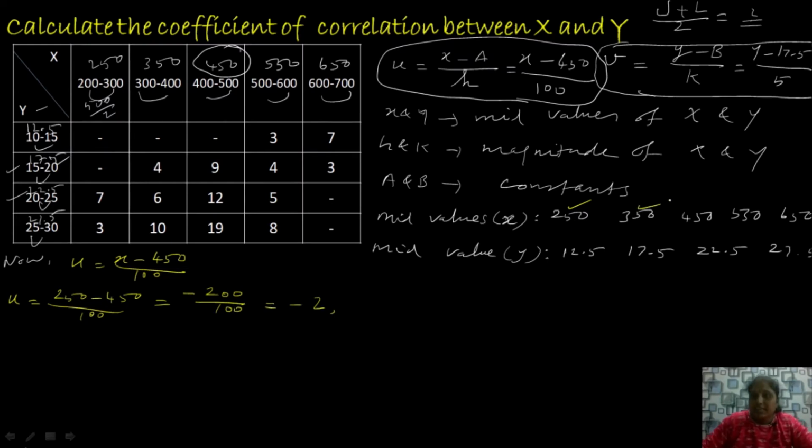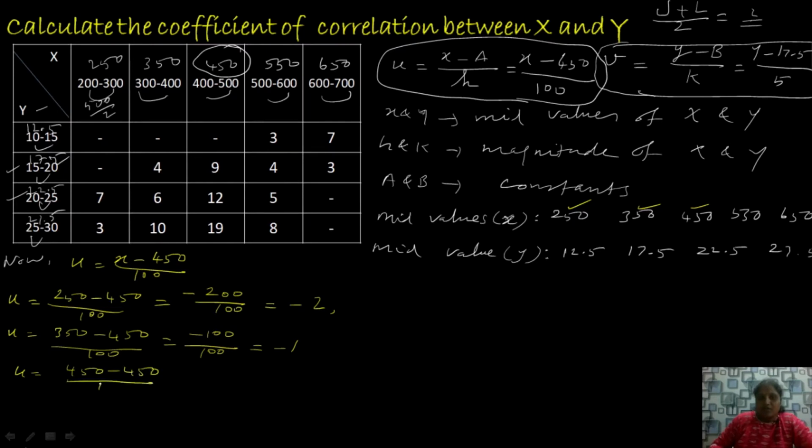And next we take x is equal to 350. So u is equal to (350 minus 450) over 100. So you get minus 100 over 100, so you get the value as minus 1. Next we take x is equal to 450. You get 0 because the numerator becomes 0, 450 minus 450 over 100. So you get the value here as 0.